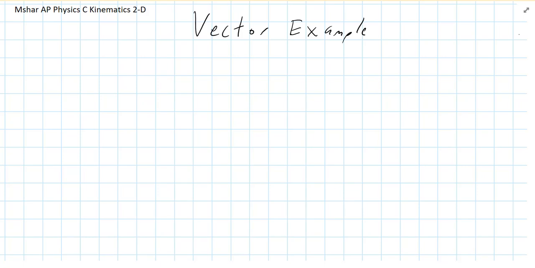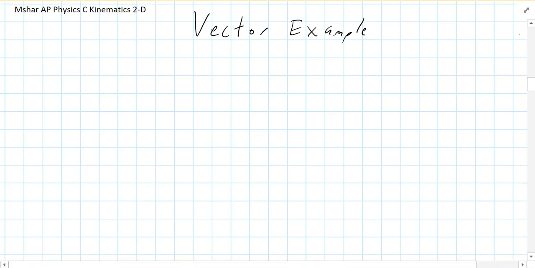Hey folks, I got a brief example for you using vectors and kind of getting used to unit vector notation. All right, so I got a very simple example. Let's say I got two vectors A and B, and I don't know either of them. I don't know either their components or their magnitudes or anything. But here's what I do know.